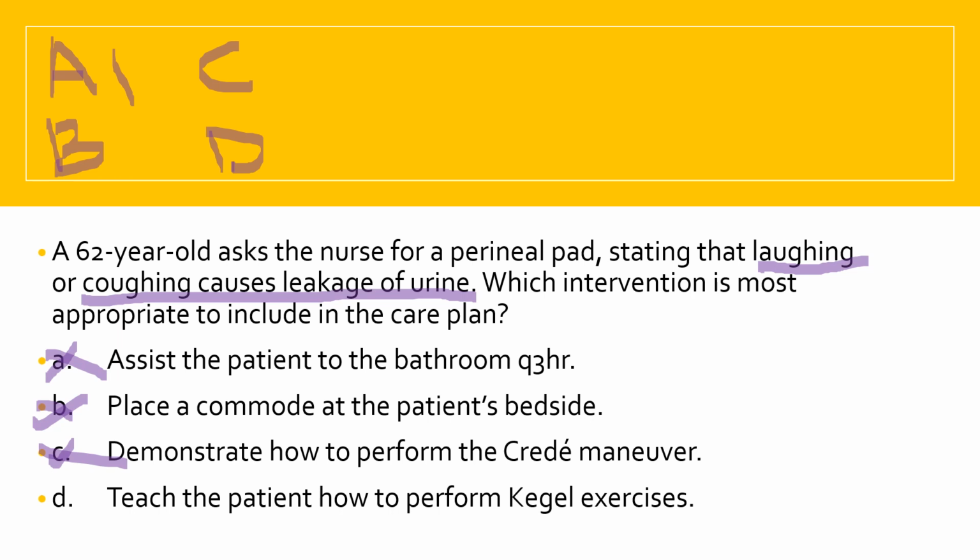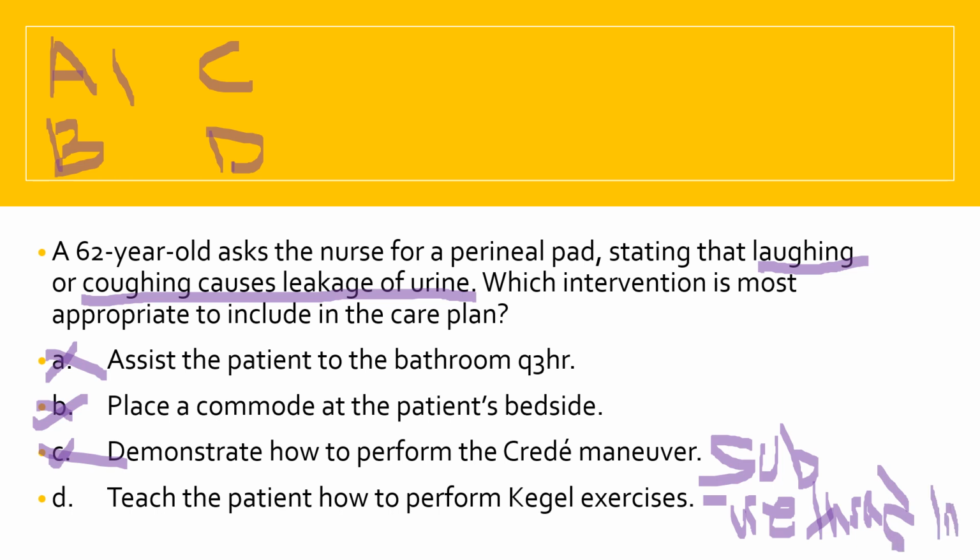Teach the patient how to perform Kegel exercises. You guys all understand that there are different ways to strengthen the pelvic floor, which can help to reduce stress incontinence. So Kegel exercises are a great way to do this. Can you think of a surgical intervention that would help with stress incontinence? If you said suburethral sling, you are correct. Very good. Urethral sling. And you can use pessaries. Those are non-surgical, but this one is a surgical intervention.